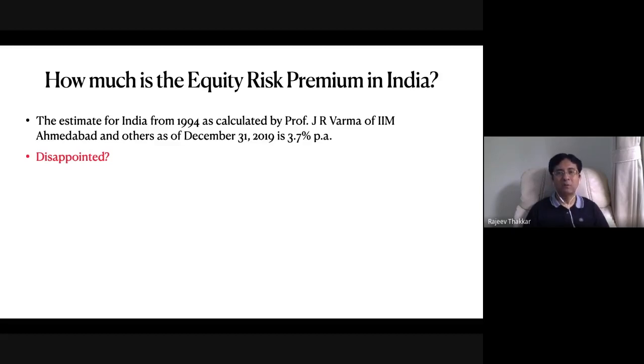So obviously all of us are very optimistic about the future usually, but the hard number calculated by academics is that equity typically returns around 3.7% per annum over and above the risk free rate.